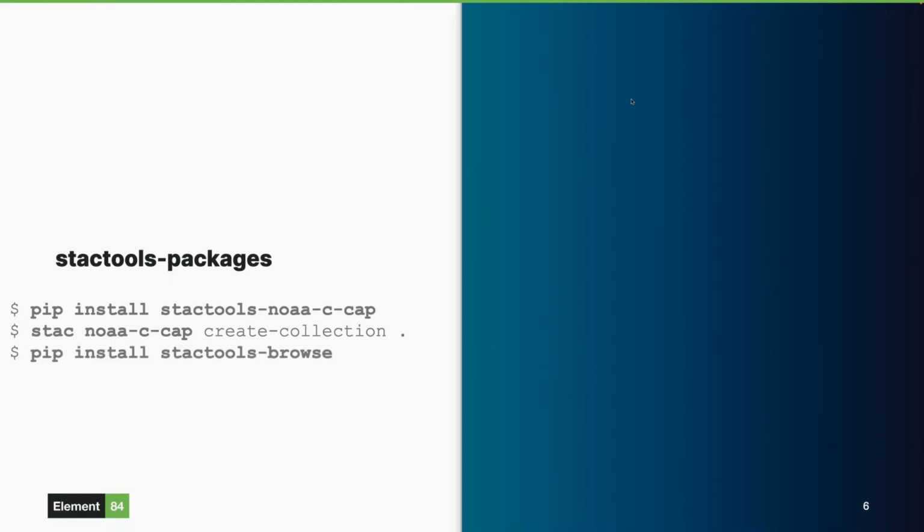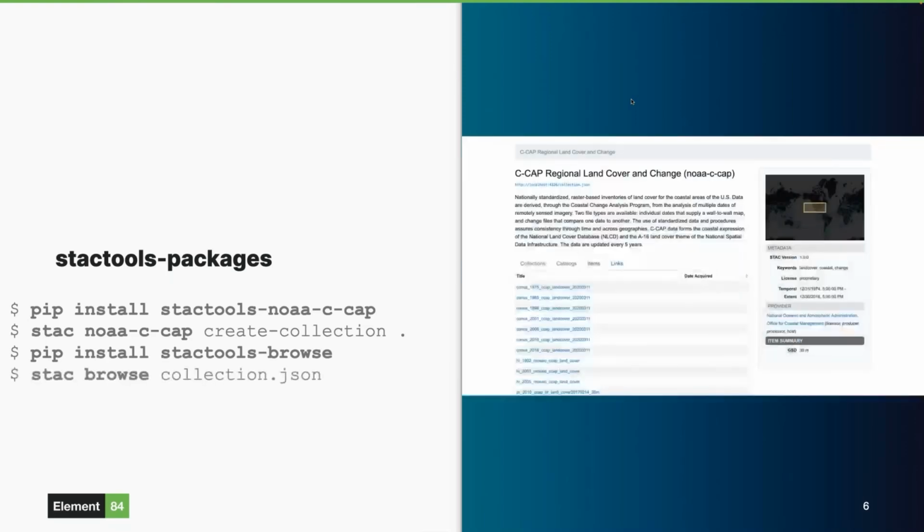And then if you wanted to see what that STAC catalog or STAC collection looked like, you can use the Stacktools browse package, and that will fire up a local server with the STAC Browser that Matthias was just talking about, and you can query and inspect your STAC catalog right there. Great for a quick development cycle setup if you're developing your own STAC catalogs.